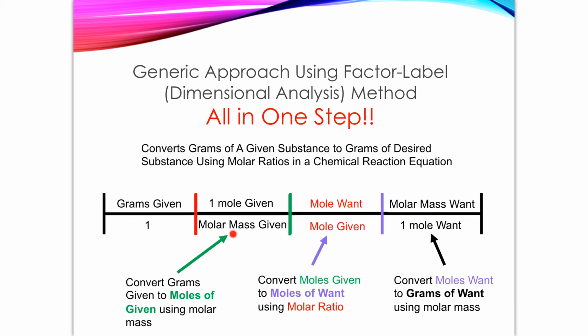You start, there it is. So I would suggest writing this down in your notebook or notes as a template. This is the thing you will follow for every gram-to-gram calculation for stoichiometry on the planet, because it's the same. You start out with grams of given, you convert that to moles of given, you convert that to moles of want, you convert that moles of want back to grams of want.